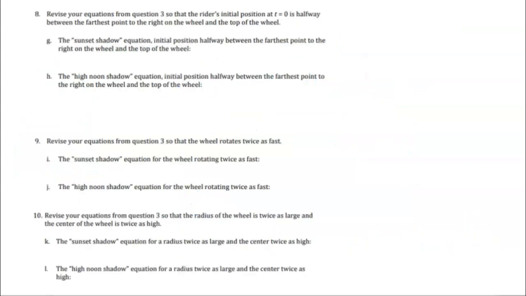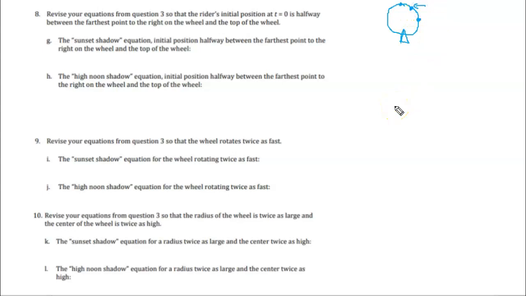That's what's happening. Revise your equations from question 3 so that the rider's initial position at t equals 0 is halfway between the furthest point to the right on the wheel and the top of the wheel. So if we're thinking about our Ferris wheel, we don't want to be at the point furthest right, and we don't want to be at the point furthest top, but we want to be halfway in between. So that would be right here.